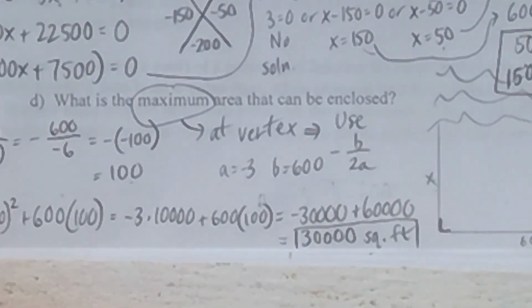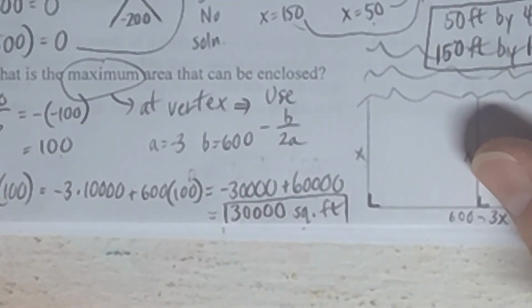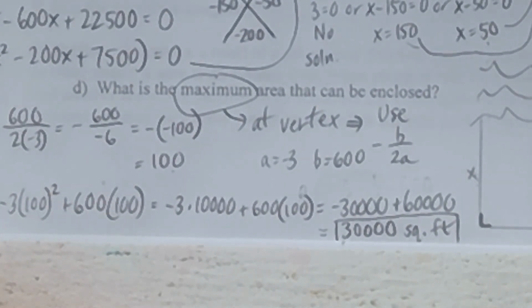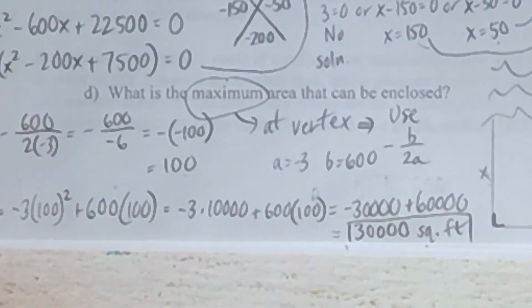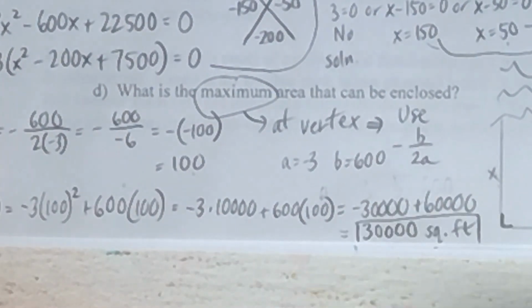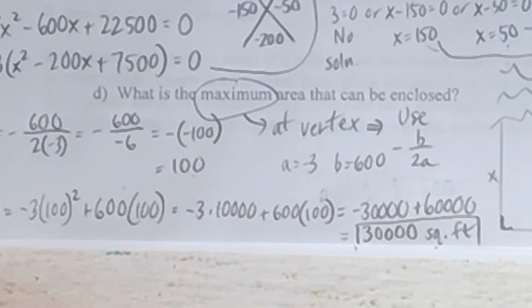She wants to be able to maximize the resources that she has, right? And the resources she has is 600 feet of fencing, and so that's what she can get out of it: 30,000 square feet for her animals, or whatever else she's going to put inside the pen.